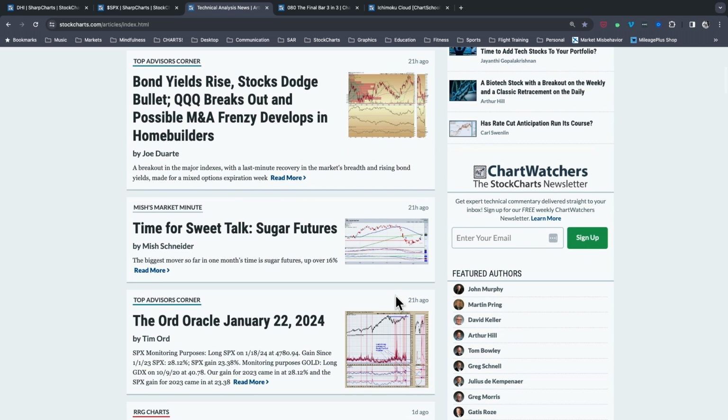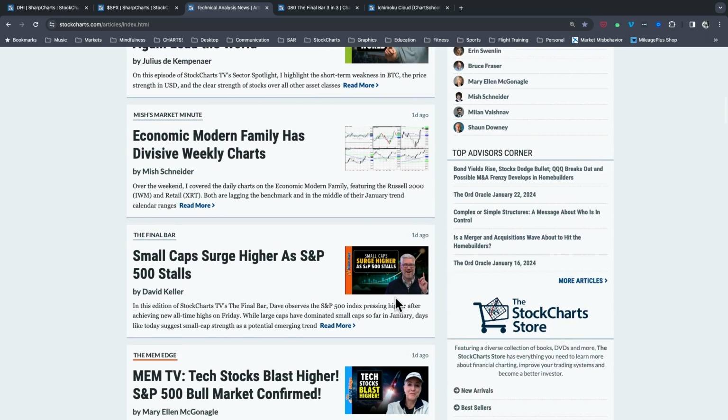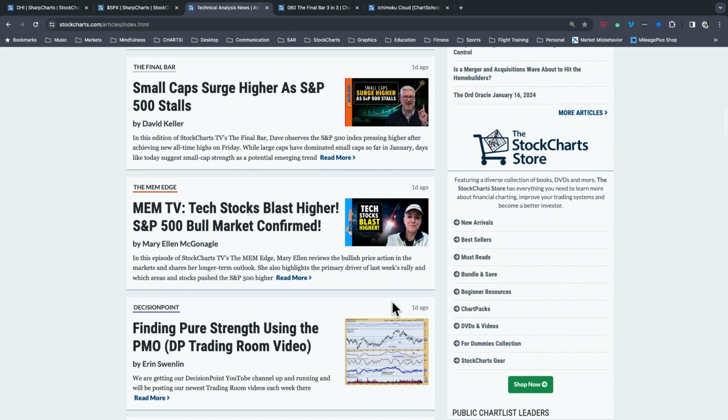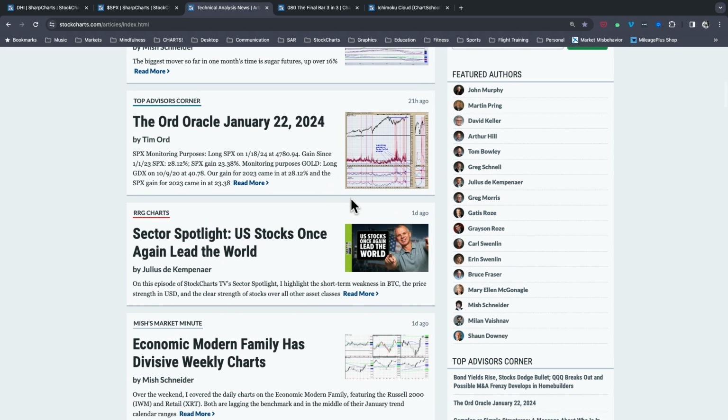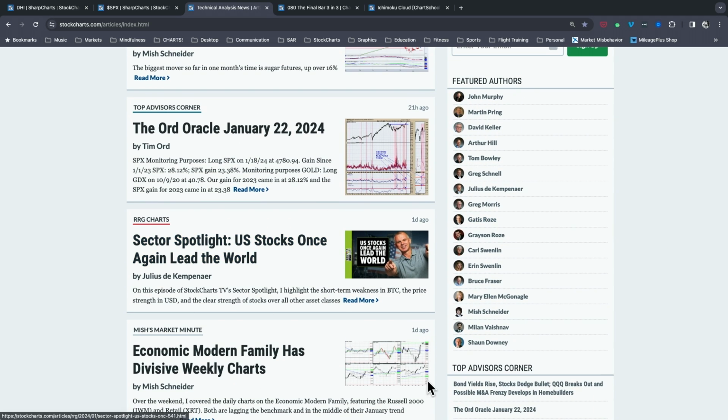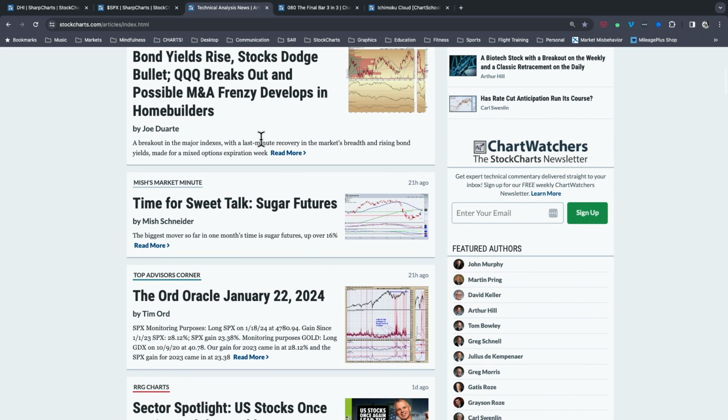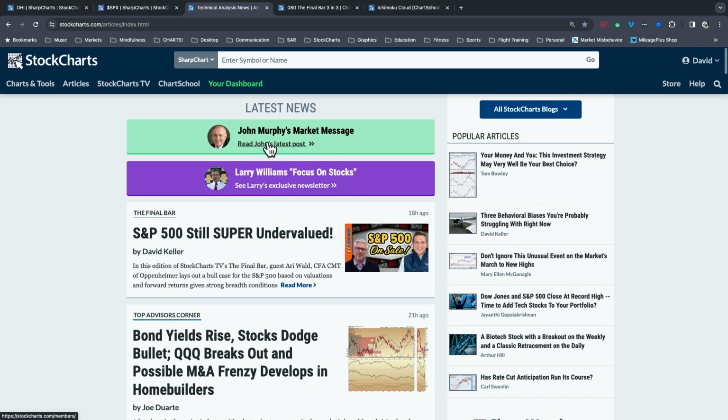So you'll find how people like Miss Schneider and Julius de Kempener and Mary Ellen McGonigal and others are actually using these indicators real time, every trading day, trying to make sense of these markets and identify stocks and ETFs with upside potential. Now, not all of them use the same indicators. All of their charts actually look a little bit different. But by going through the articles page, looking at how they're actually using the charts and drawing beneficial conclusions from them, I think it could help you make some better decisions as well.